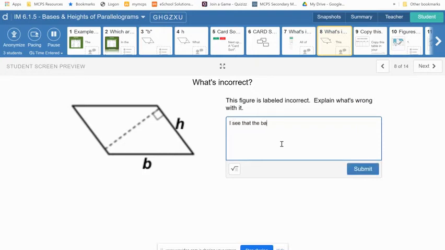I see that the base, well, let's start with the height. I see that the height is not perpendicular to the base. The height line should have been placed over the dashed line, and the baseline should be moved to where the height is. I'm going to show you.